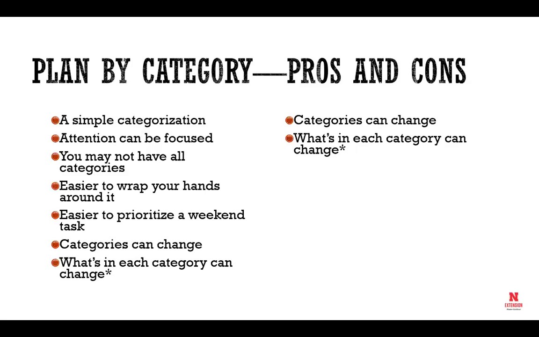So plan by category. You can do it really simply. Your attention is focused on that one thing, right? You're zoning in, your laser vision on the one thing. You might not have all the categories to have to deal with. Your landscape may not include a water feature. It may not include irrigation. So you're going to think about water as a category a little differently. You might not have broadleaf evergreens or vines or raised beds, whatever it is. Turf. Might not have turf.